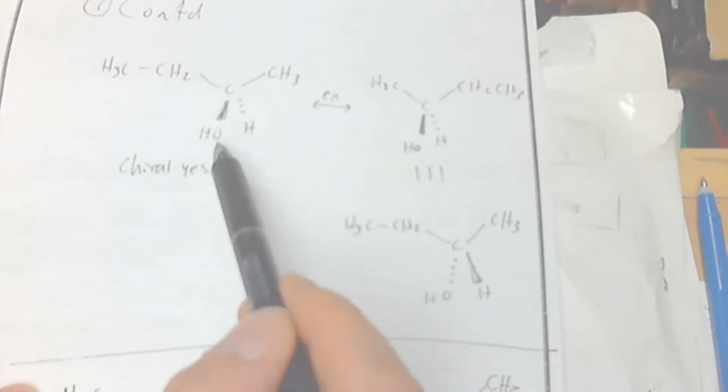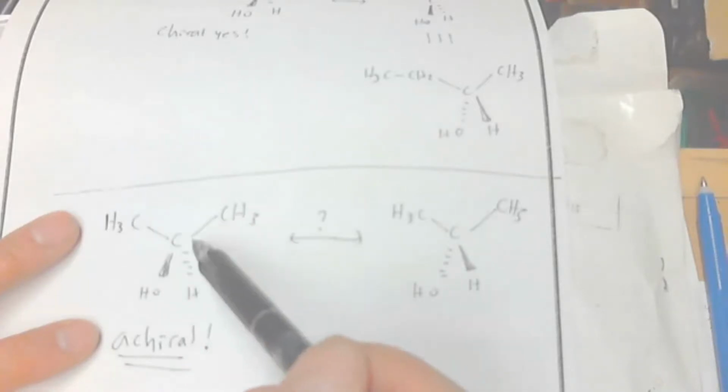My main requirement for chiral was up here, like 4 unique substituents: hydroxy, H, ethyl, methyl. Those are 4 different things. Here, I have a CH, these are the same, methyl, methyl, hydroxy, H. So you need at least 4 unique things. This is 3 unique things, right? I have 1, 2, and these are the same, so it's 3. Okay, so the relationship is the same.